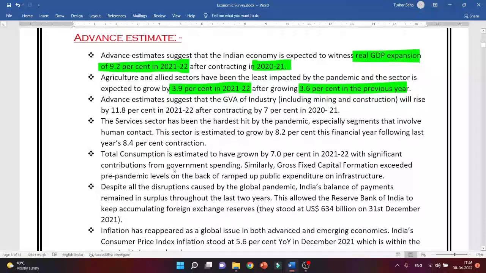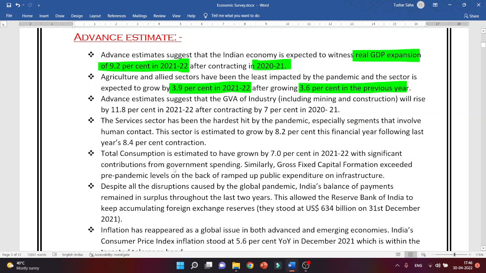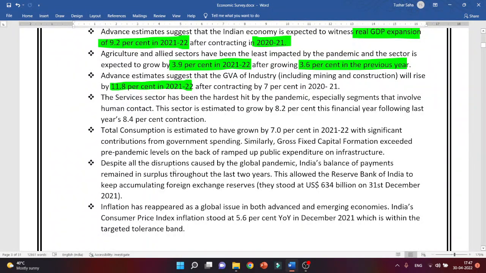Right? Now, as per the GVA of industry, including mining and construction, it will rise by 11.8% in 2021 after contracting 7% in 2021. Right? The service sector will grow by 8.2% after a contraction of 8.4%. Means you see the service sector is contracting this year as per the survey.